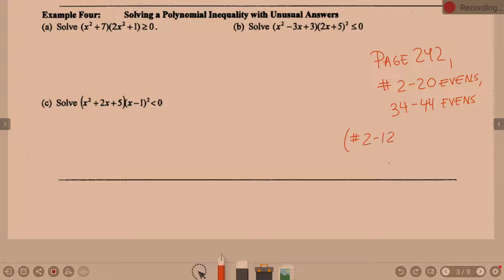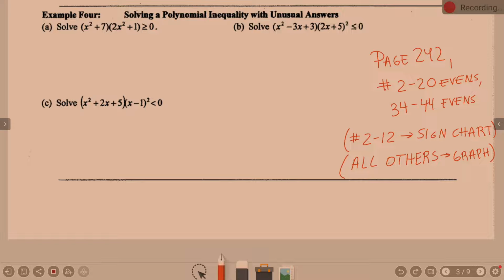2 through 12, I am asking you to do a sign chart. And the directions are asking you to do a sign chart. All others, what do you get to do with all others? You get to graph. Does that make sense there? So 2 through 12, you're going to tackle those sign charts. Some of them you're going to have to factor. Some of them are already going to be factored for you. And then the rest are graphs.